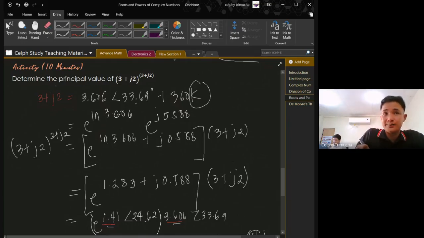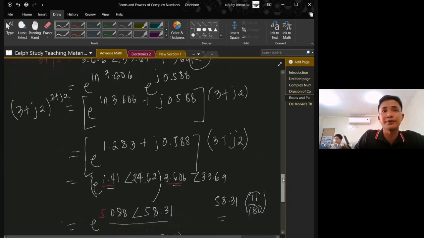Next, express it in exponential form. So we have e^(ln 3.606). Then for our angle, we also express it in radian form. So 33.69 degrees will be equal to 0.588 radians. So that is our value.